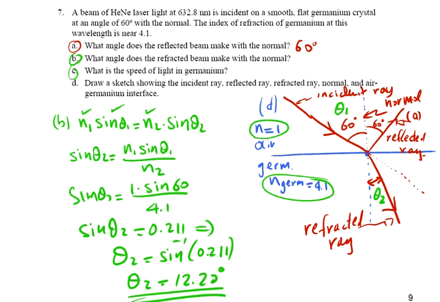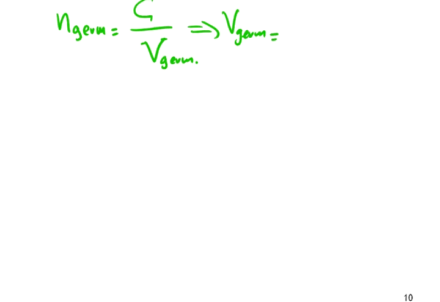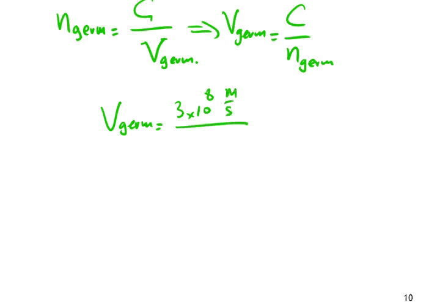Question C says, what is the speed of light in germanium? Okay, let's see, we have another page here. So to find the speed of light in germanium, we start with the equation of the index of refraction of germanium, which is equal to the speed of light in vacuum over the speed of light in germanium. And we solve for V in germanium, which is going to give us C over the index of refraction in germanium. And now V germanium is equal to 3 times 10 to the 8th meters per second over 4.1.